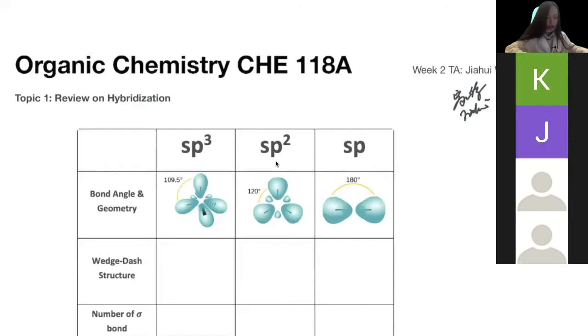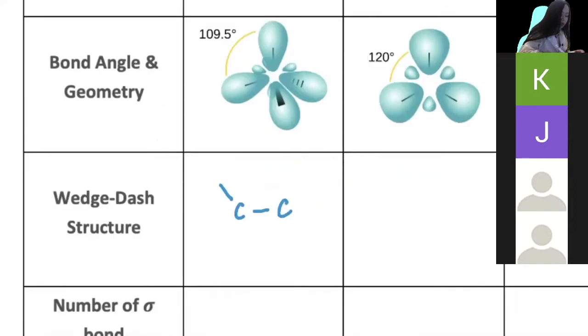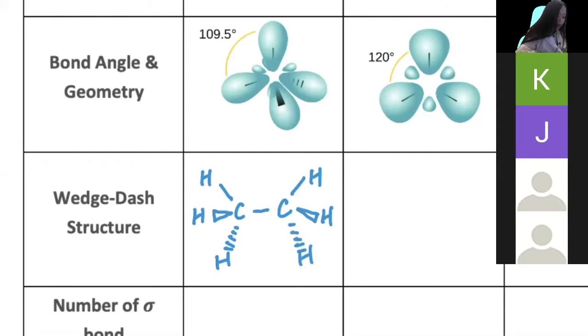So let's get started. A review on assigning hybridization. Wedge that structure, which you have learned in lecture and discussion, that each carbon has 4 bonds. So it should look like this. So that's a quick review, right? So each carbon is sp3 in this case.